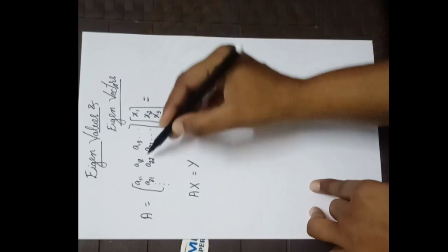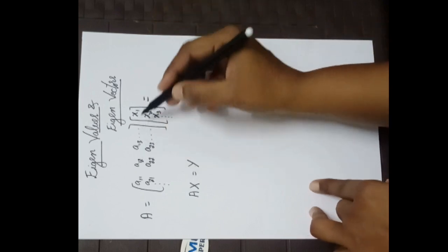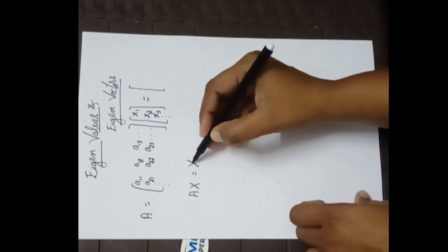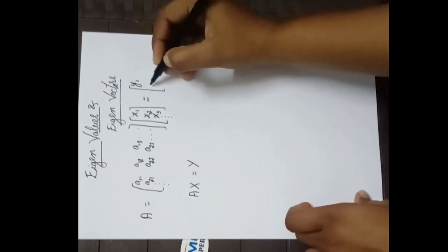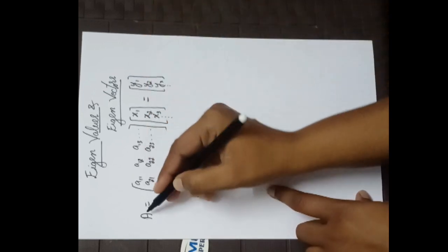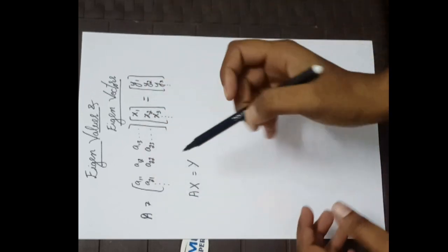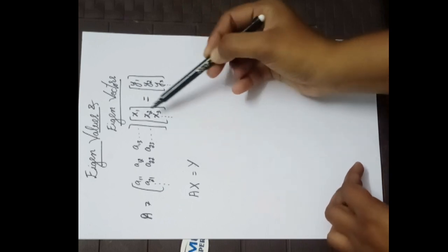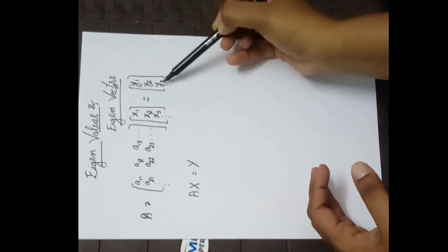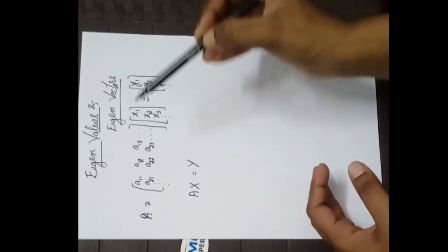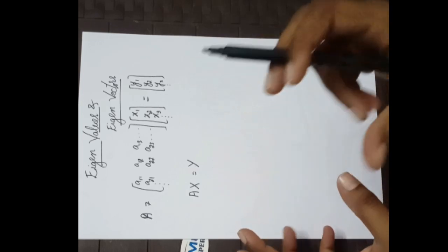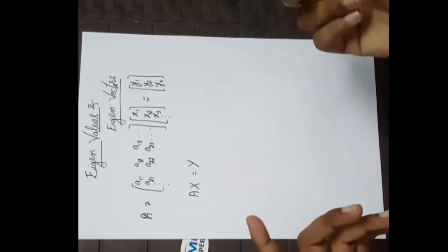And the multiplication of these gives a vector, let's say matrix Y, that is Y1, Y2, Y3, and so on. So what is happening here? This column matrix is transforming into another column matrix with the help of this matrix A. What exactly does this mean?